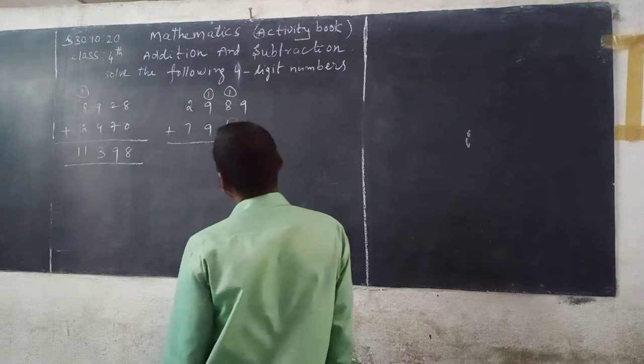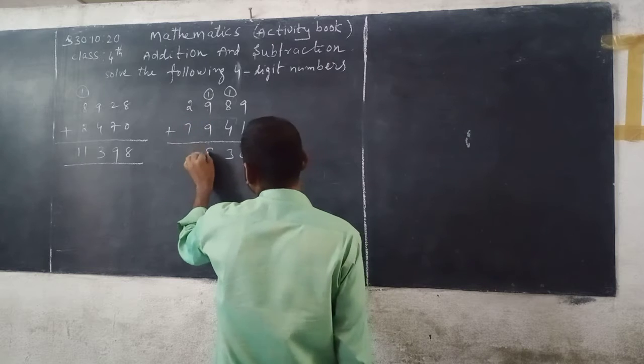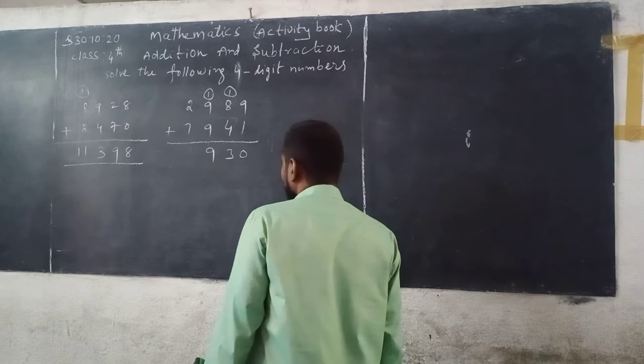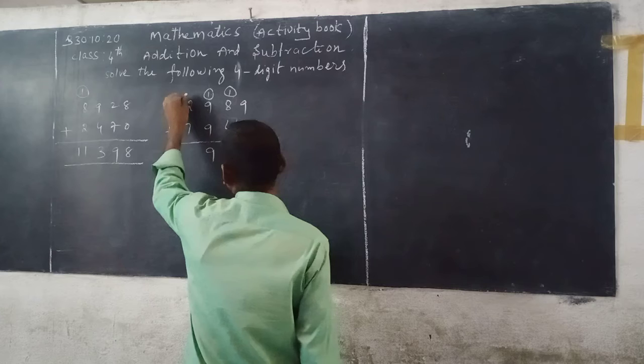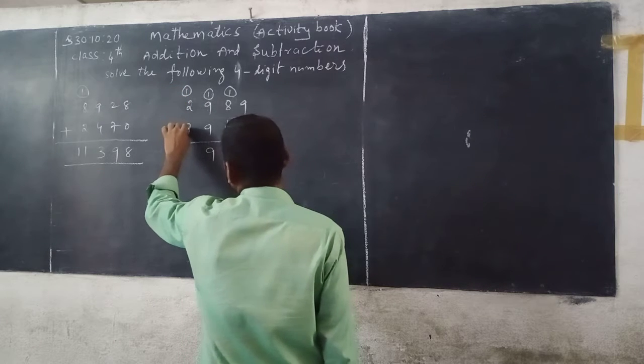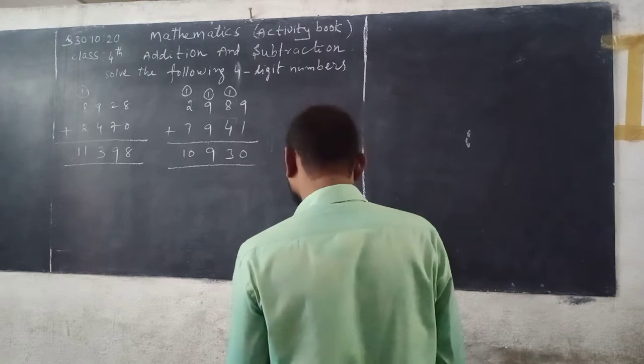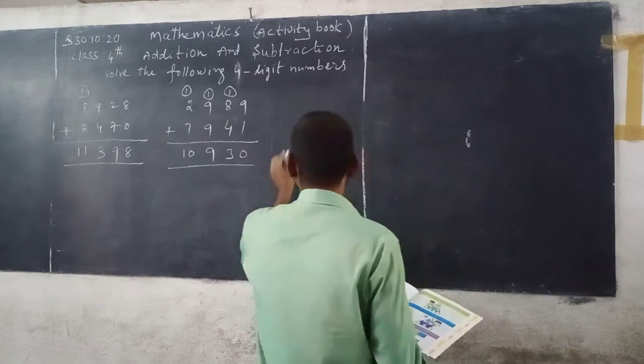Now next, add the digits in hundreds place, that is 1 plus 9, 10. 10 plus 9, 19. 9 write down in hundreds column. Now next, 1 is carrying in thousands place. 1 plus 2, 3. 3 plus 7, 10. You can write 10. So sum is equal to 10,930. Now next.